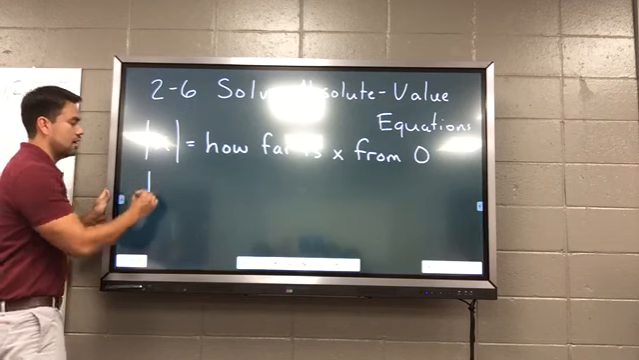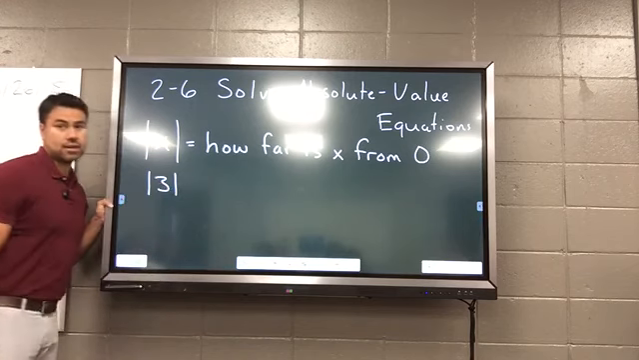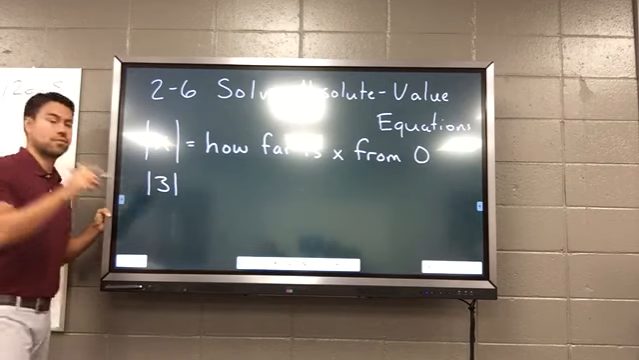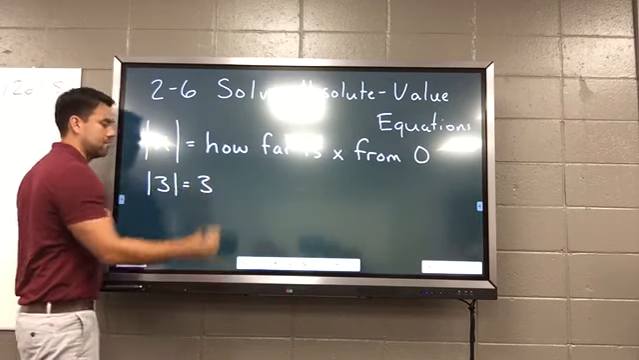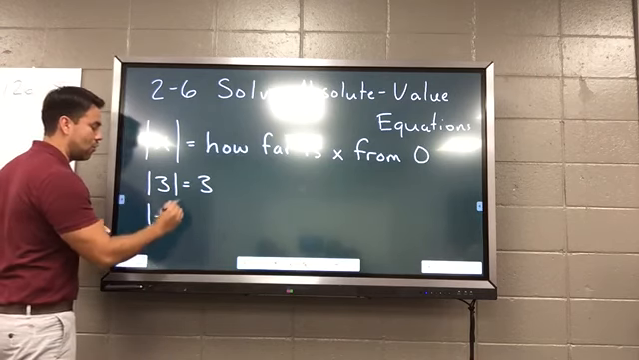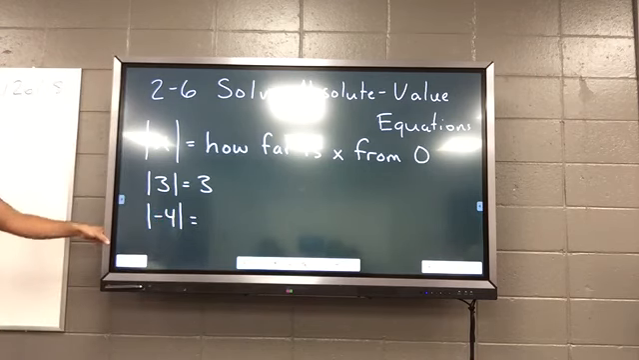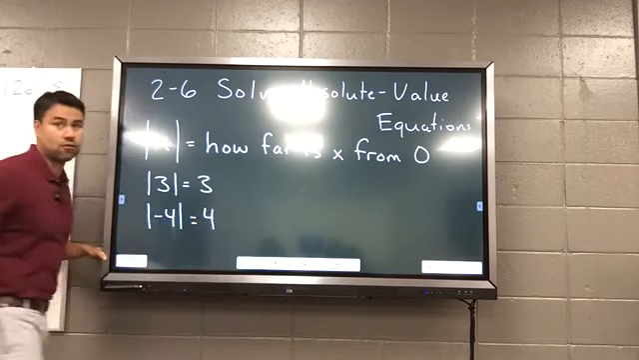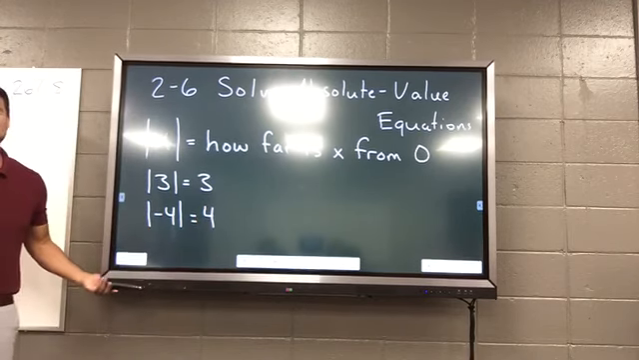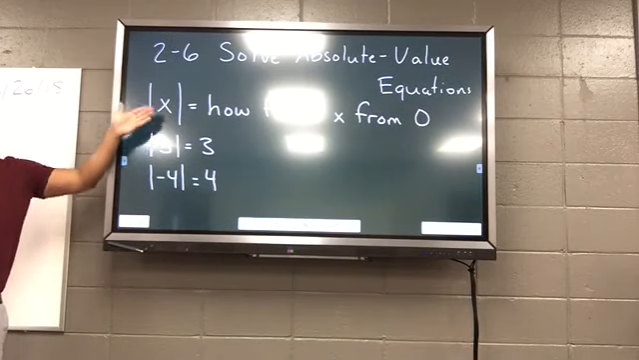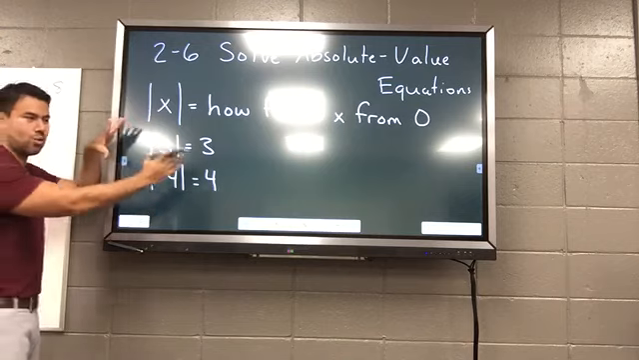So here, the absolute value of 3. What's the absolute value of 3? How far is 3 from 0 on a number line? 3. Nice and straightforward. What's the absolute value of negative 4? Well, how far is negative 4 from 0? 4. Positive 4. Now, how many of you are okay with that? These two statements are review. Hopefully you know it.